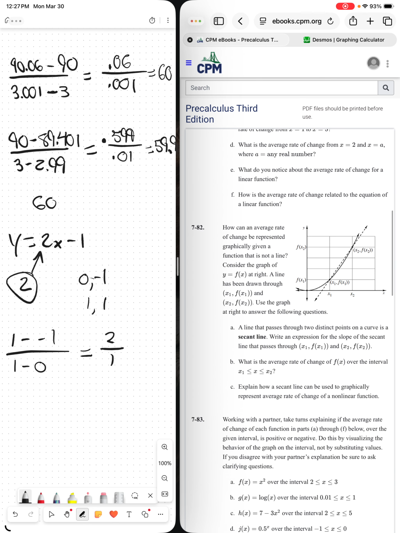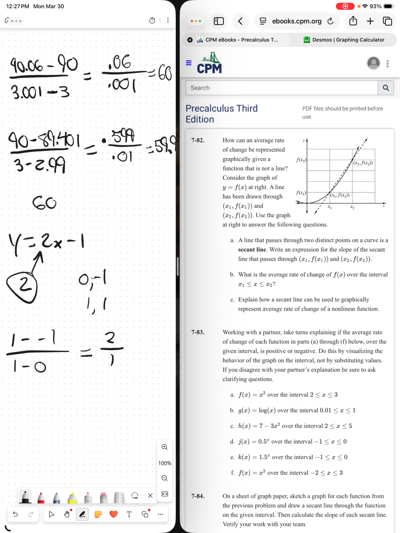Now, what about a curve? How can the average rate of change be represented graphically? It's a line through the two points. The dotted line would be the average rate of change. A line that passes through two distinct points, secant meaning to cut through, is called a secant line.